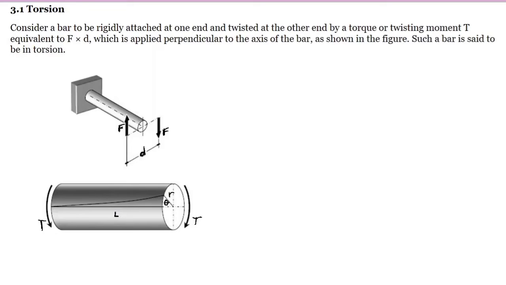So welcome to Module 3, and in here we will be talking about torsion. Consider a bar to be rigidly attached at one end and twisted at the other end by a torque or twisting moment T equivalent to force times distance. So the torque is equal to force times distance, which is applied perpendicular to the axis of the bar as shown in the figure. Such a bar is said to be in torsion.